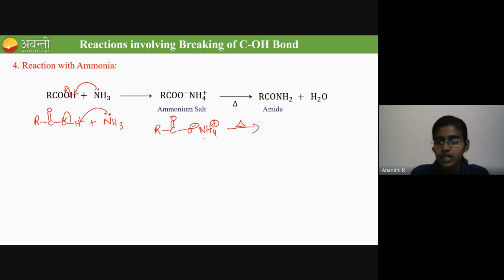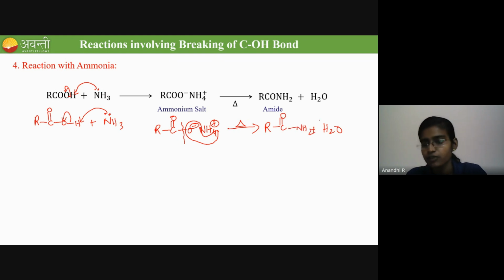So how are we getting it? We have to remove 2 hydrogens from NH4 and 1 oxygen from the carboxylate ion. So what happens here? This carbon-oxygen bond gets cleaved. Okay. So with the removal of water, we are getting RC double bond O NH2. So a carbon-nitrogen bond is getting formed, and the name of the compound is amide.